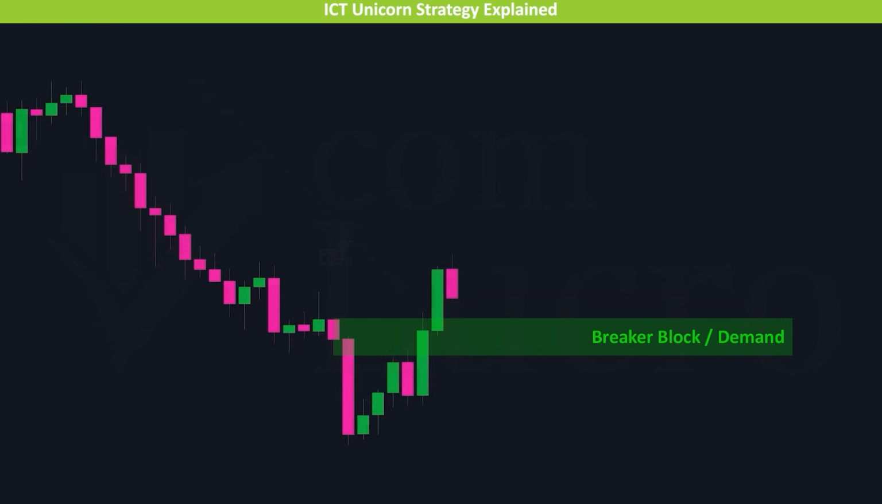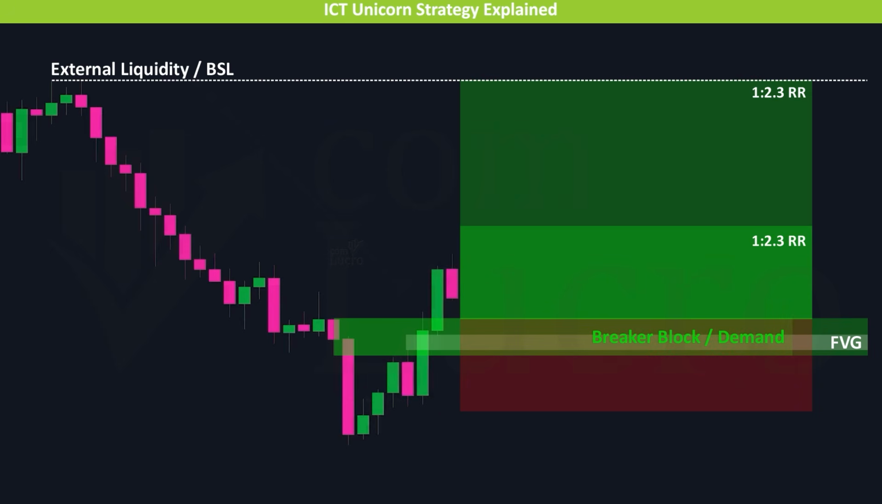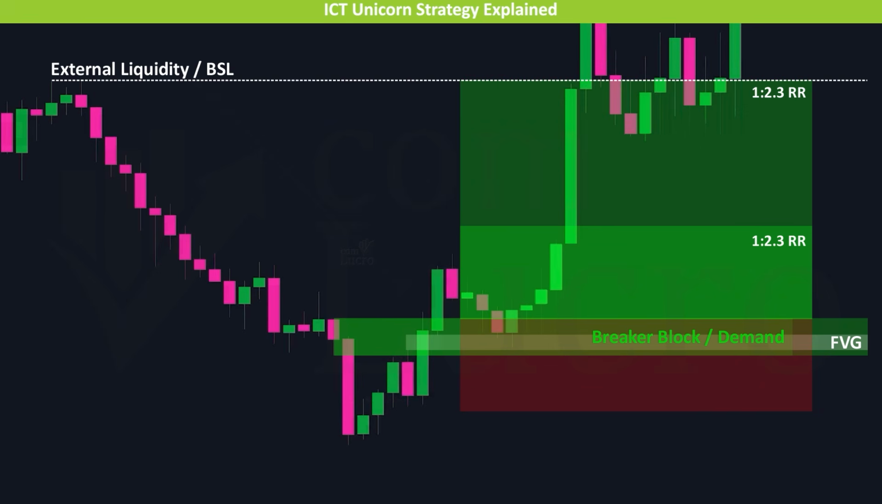Pay close attention to how price forms an overlapping fair value gap and breaker block in this area. This overlap creates a high confluence zone, which is exactly where we look for high probability reversal trades. The plan is simple. Enter at the start of the confluence zone. Place the stop loss just beyond it to protect against unexpected moves and target the next key market structure levels ahead of price, always aiming for a favorable risk-to-reward ratio.